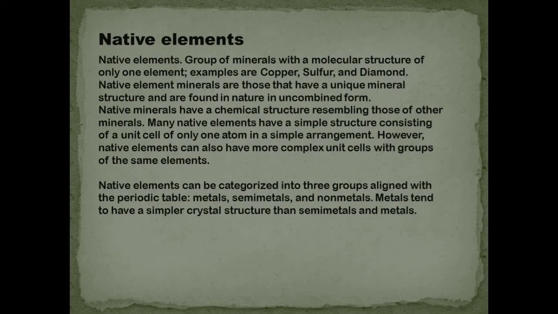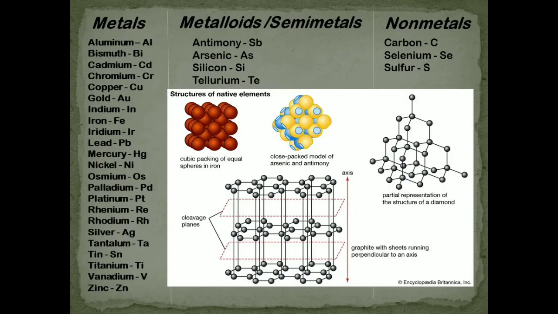Many native elements have a simple structure consisting of a unit cell of only one atom in a simple arrangement. There are three categories for native elements: metal, semi-metal, and non-metal. Metals tend to have a simpler crystal structure than semi-metals and non-metals. So these are the elements that are categorized as metals, metalloids or semi-metals, and non-metals. And we have here the structures of a native element, of which the cubic is the most common.